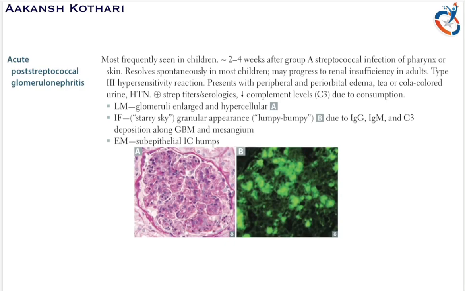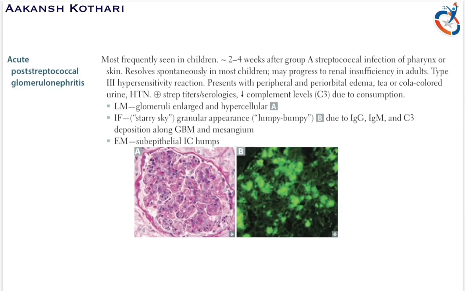The immunofluorescence is starry sky, and hence it shows a lumpy bumpy appearance. This is very important, lumpy bumpy appearance. You can look at this diagram. There is a lumpy bumpy appearance of different kinds of deposition, that is immunoglobulin G, immunoglobulin M and C3 deposition. And this is seen in the glomerular basement membrane and the mesangium. So is it clear? There is a granular appearance, which is the lumpy bumpy appearance, due to deposition of IgG, IgM and C3 in the glomerular basement membrane and mesangium.